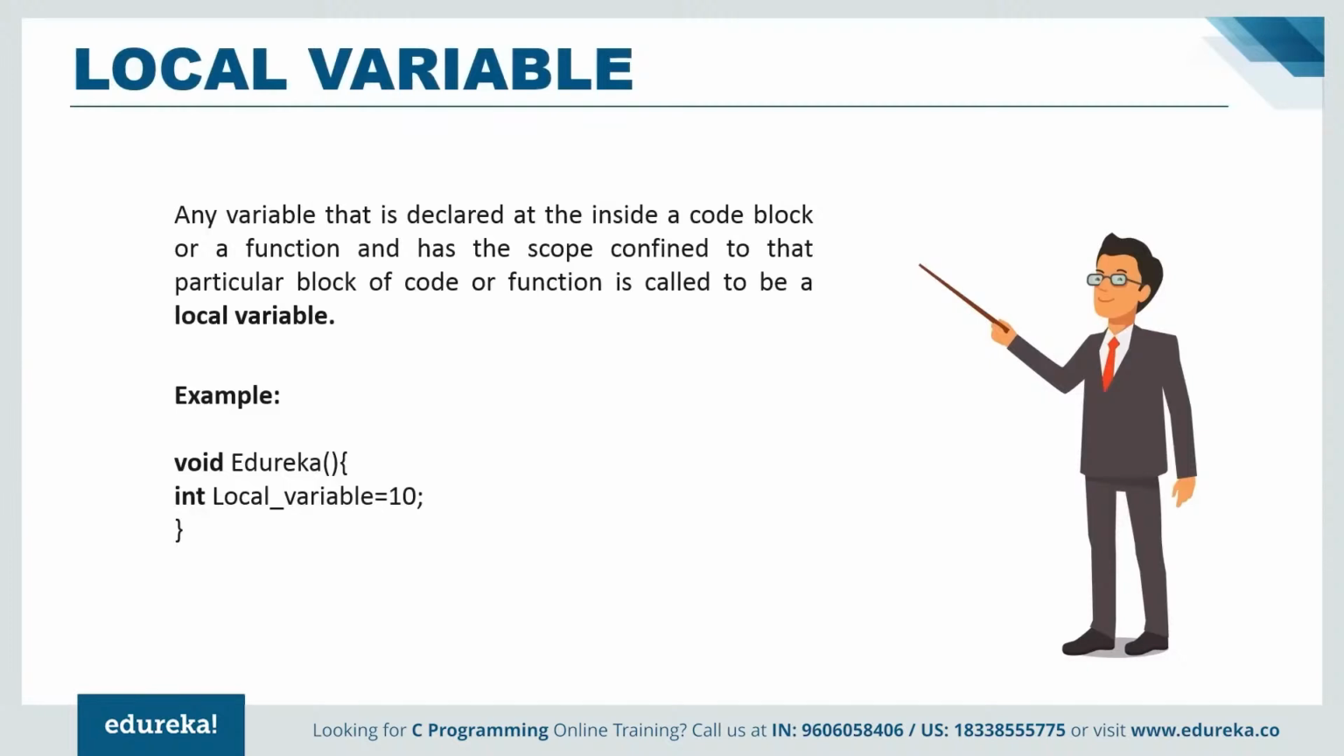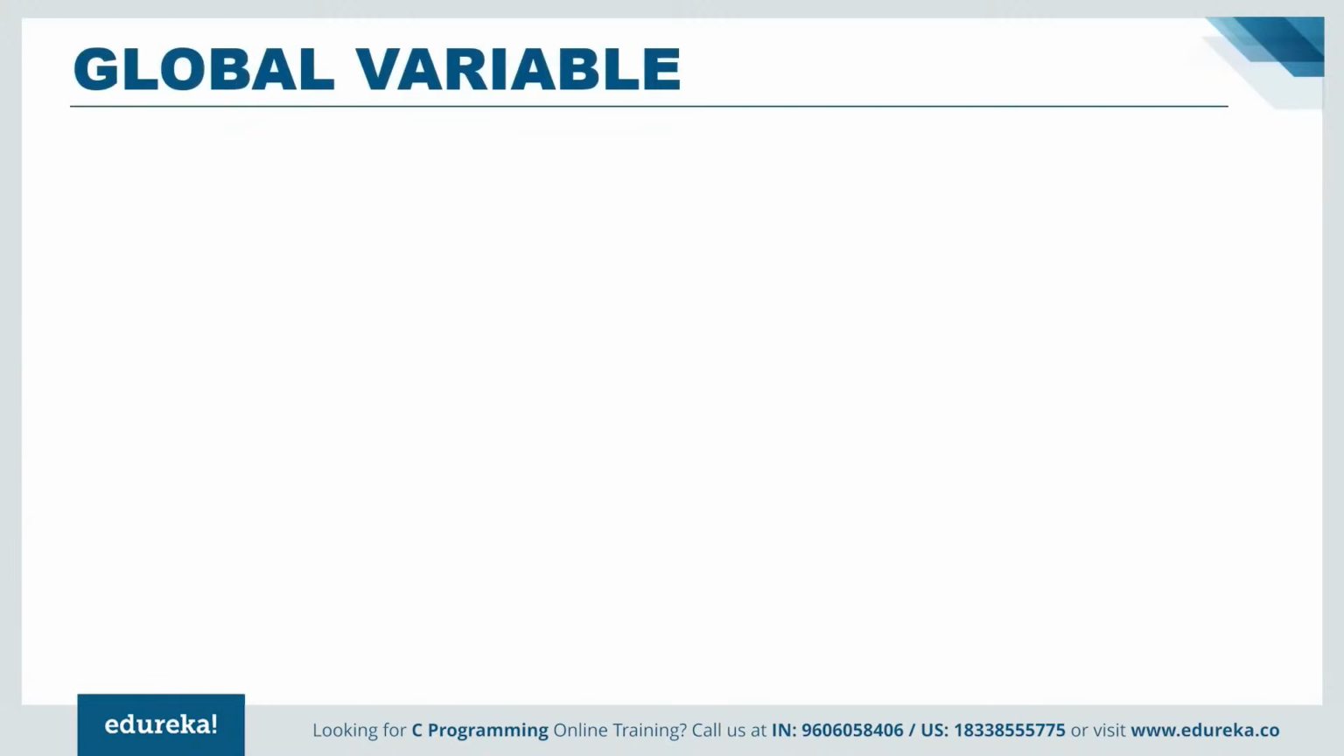For example, here I have declared a function by the name Edureka, and inside I have declared a local variable by the name local variable, and I have stored a certain value, that is 10, into it. So I will be able to access this local variable only inside the function Edureka, but not outside the function Edureka. Now let us discuss global variables.